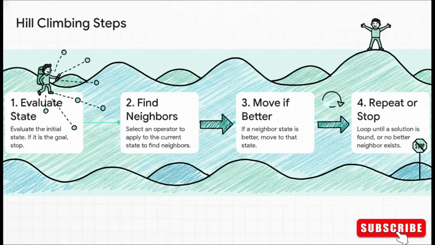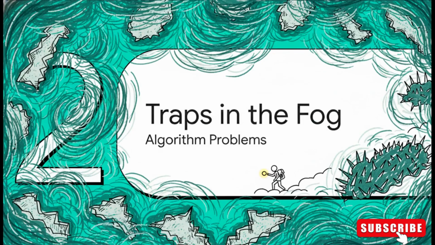And here's exactly how that plays out. First, you just plop down at some random starting point. Second, you check out your neighbors, all the spots you can reach in one step. Third, if one of those spots is higher up, you move there. And then you just repeat the process. But what if none of your neighbors are higher? Well, then you must be on a peak, so you stop. Easy, right? But as you've probably guessed, it's not always that easy.